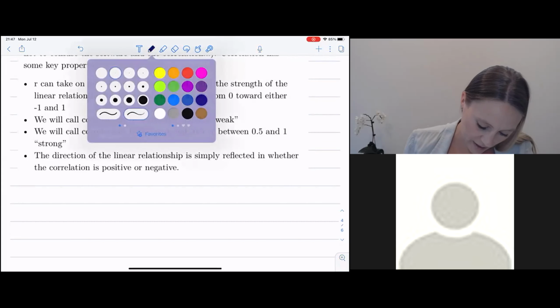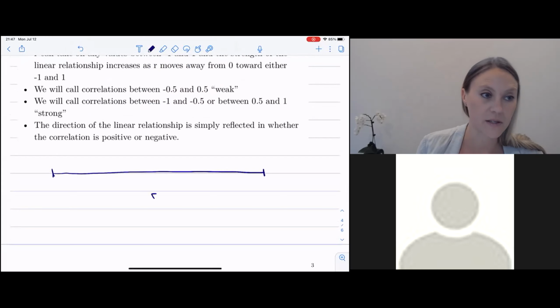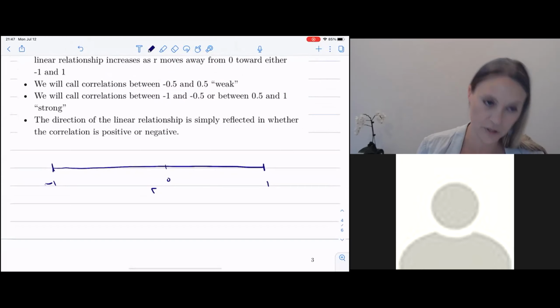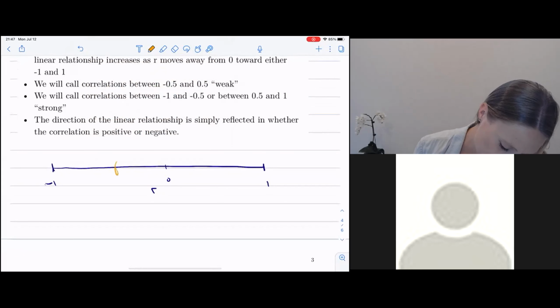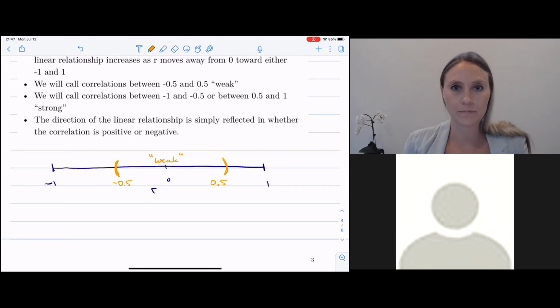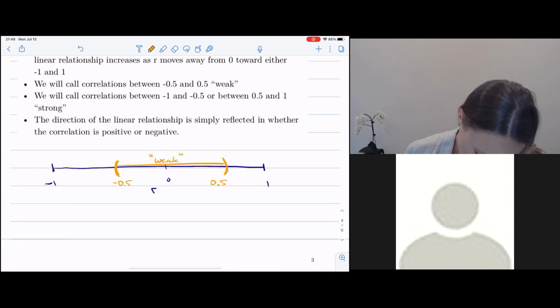What we end up with is basically this number line. r is on this number line, and it can be between -1 and +1, centered on 0. Anything between -0.5 and +0.5 we'll consider weak, so not very strong, and that's just how it is.